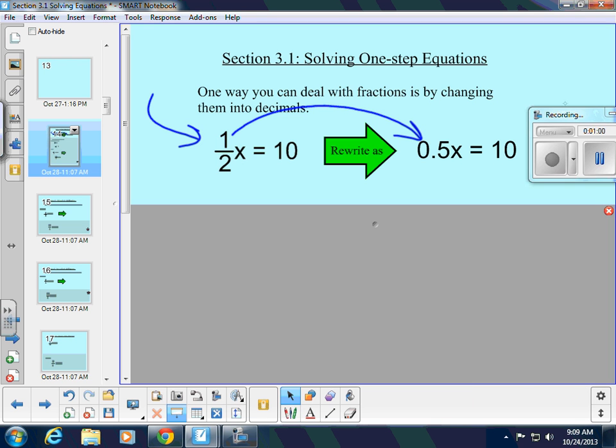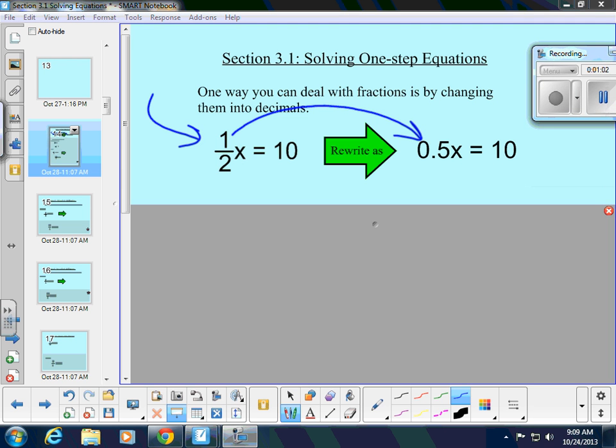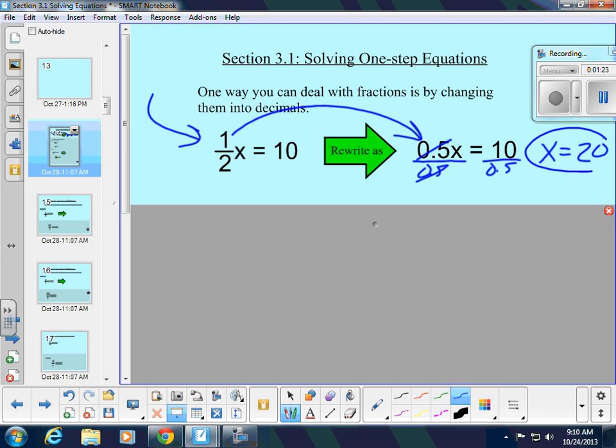And then show in steps like we did in the previous lesson. If I just divide both sides by 0.5, that will get rid of the 0.5s on the left side. So I'll just have x by itself, which again, that's what I'm trying to do. I'm trying to isolate the variable, get x by itself. That's how I solve an equation. And then on the other side, 10 divided by 0.5 would give me 20. So that's one way you could deal with these problems.